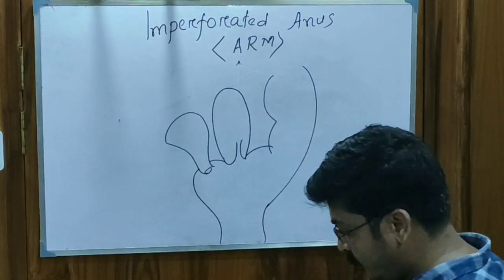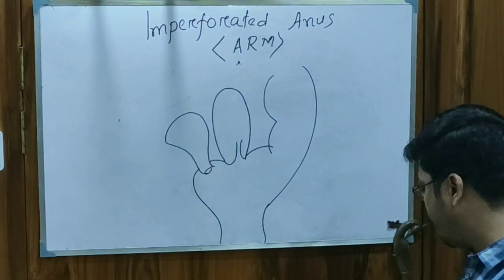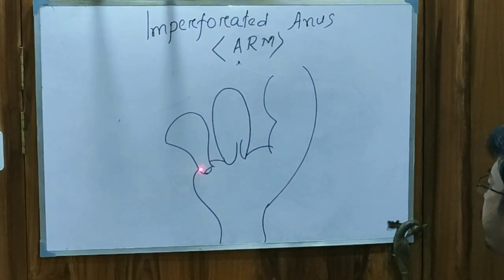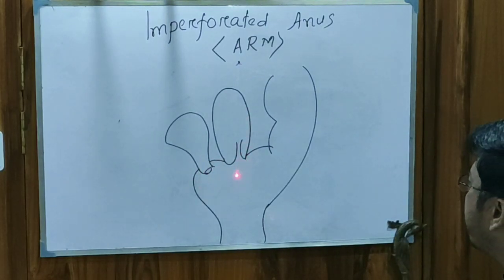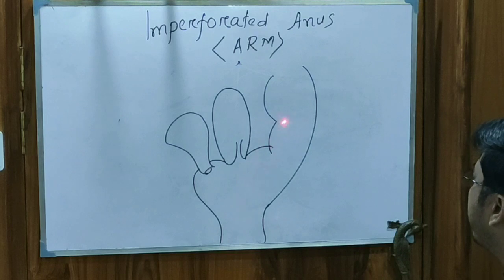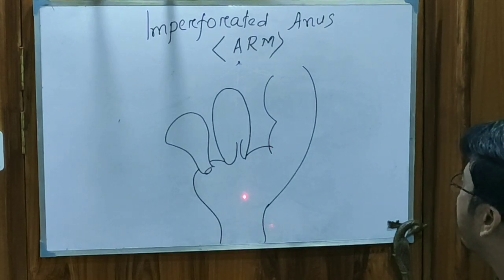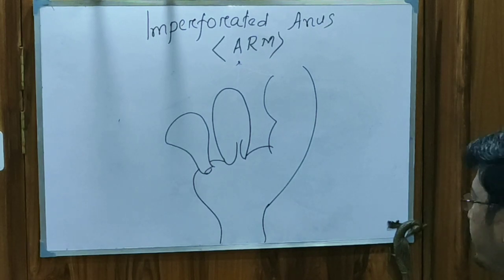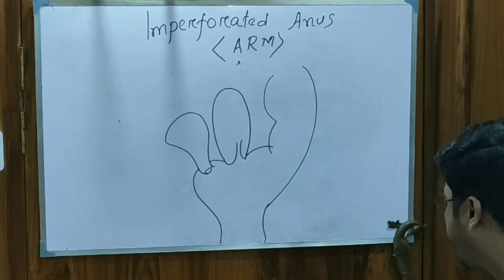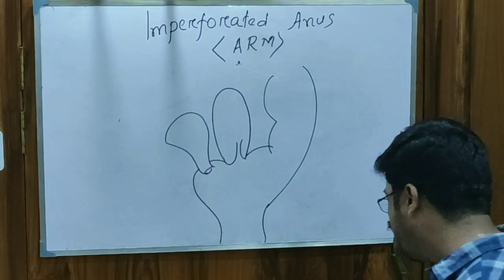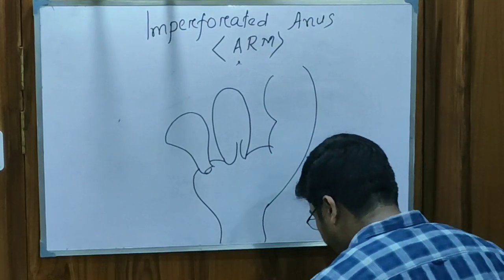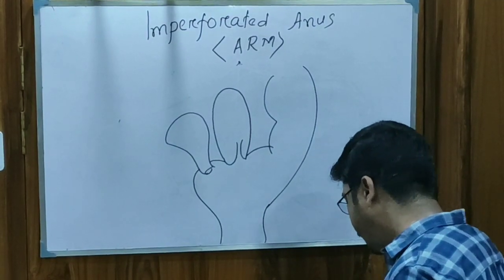The single opening. This is the urinary bladder opening. This is the uterine opening, and the rectal opening, all in the single vaginal opening. This is called cloaca. So low anomaly, high anomaly, and the cloacal anomaly. These are the three types of anomaly.